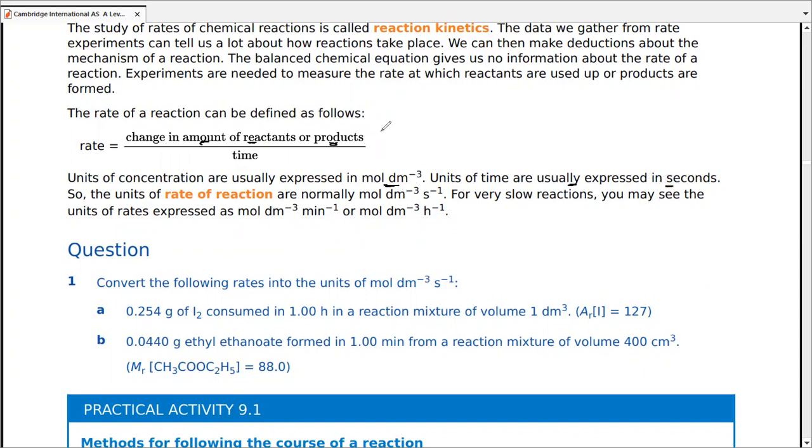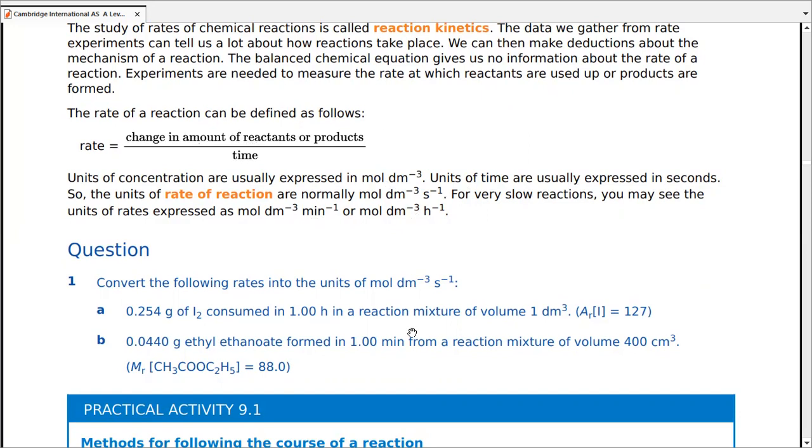So rate of reaction would be mole per decimeter cube, and since this is divided by second, this goes on top and becomes per second, or we write it as mol dm^-3 s^-1. So it would be like this: mole, decimeter cube inverse, and second inverse. For slower reactions, this can be minute inverse or hour inverse. So there exist different units, but most of the time we'll be using mole per decimeter cube per second.